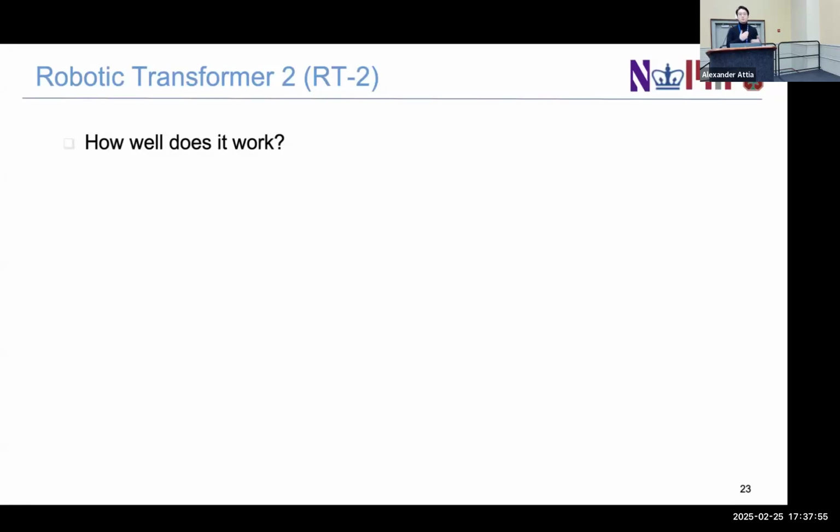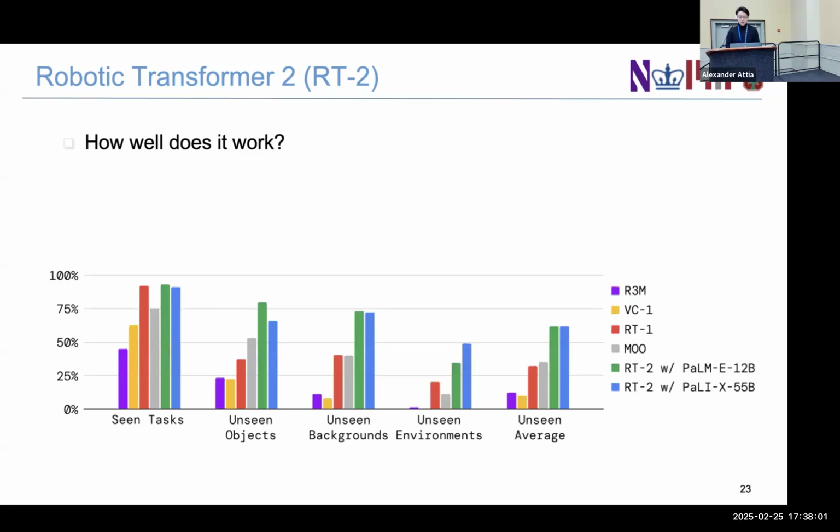How much more improvement can we expect by incorporating these pre-trained vision language models? Here are their results. First, on the left, is a set of experiments essentially on seen tasks. Seen tasks means tasks that have been seen, or similar tasks have been seen, during this kind of large-scale demonstration collection process.